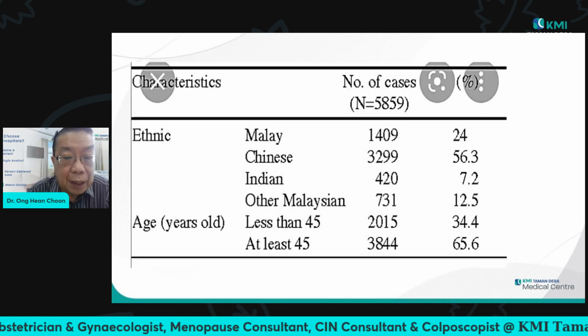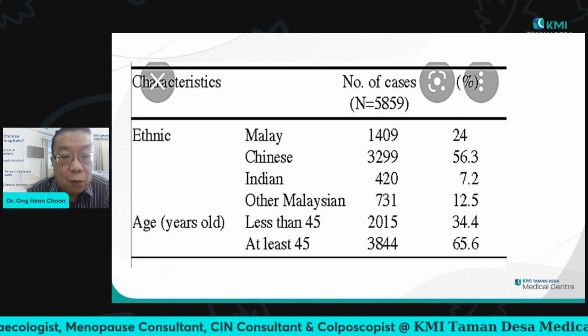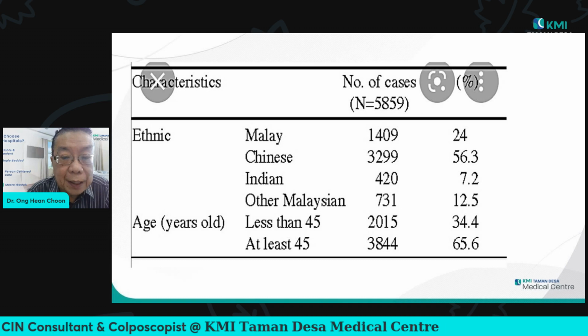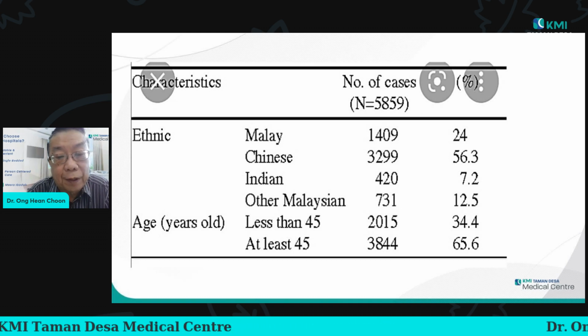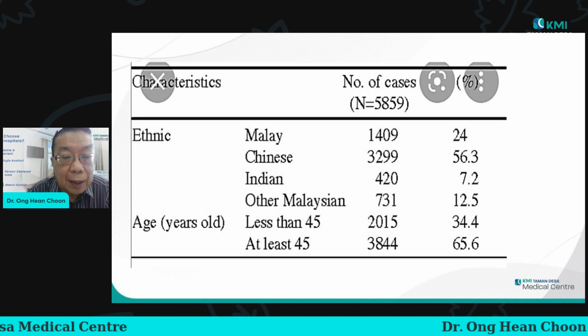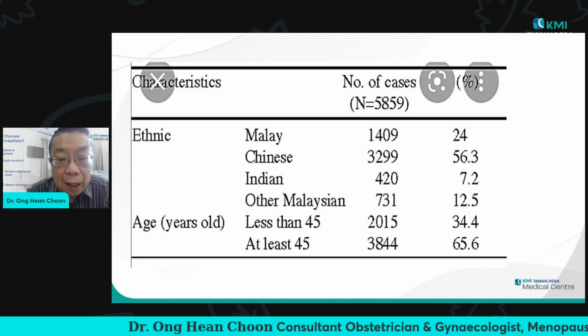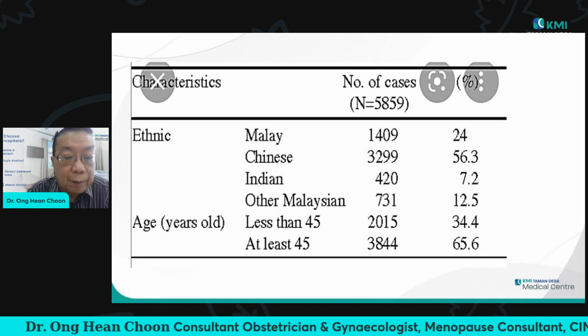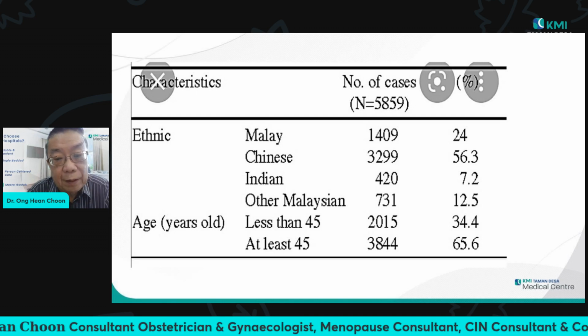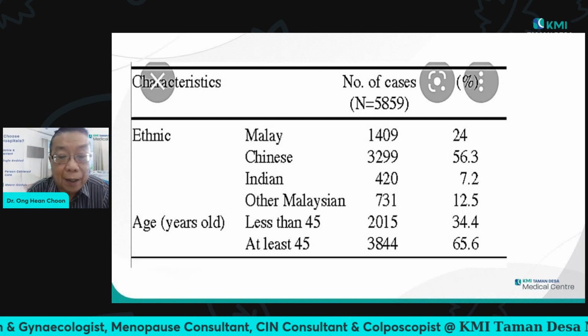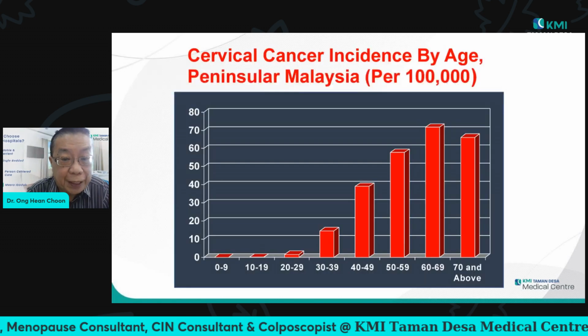Now, in Malaysia, we are aware that basically the Chinese are the ethnic group that's more prone to cervical cancer compared to the Malays and the Indians. And the majority of women who get cervical cancer are in the older age group, over 45. So these would form, in a sense, high risk groups for screening.